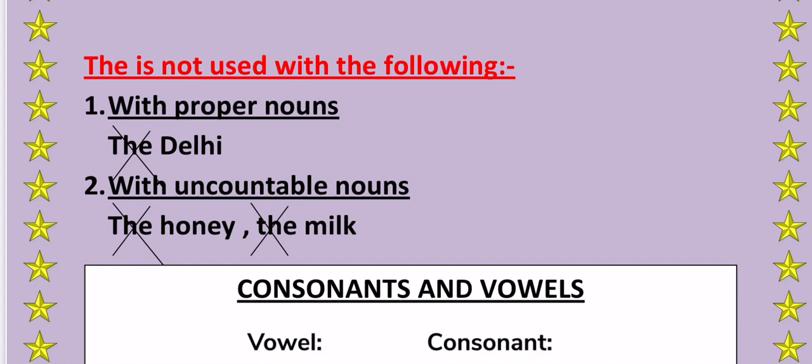With uncountable nouns, the nouns which cannot be counted, okay? Honey, sugar, milk, we cannot count them. So we will not say the honey, we will not say the milk. Okay, students?